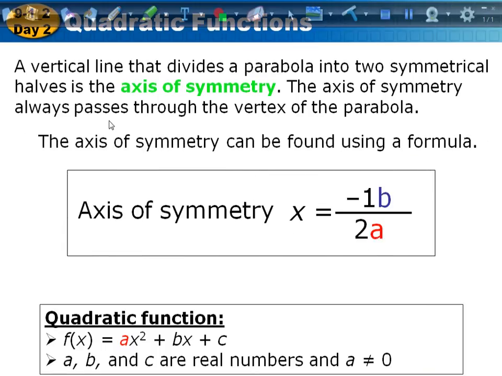A vertical line that divides the parabola into two symmetrical halves is the axis of symmetry. This is the formula that we use. I need you to write down what's in this box right here. Axis of symmetry is x equals negative 1 times b over 2 times a. Make sure you have that written down before you move on.